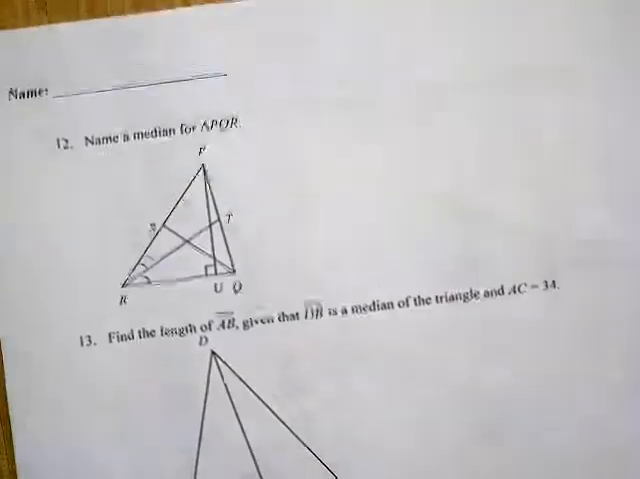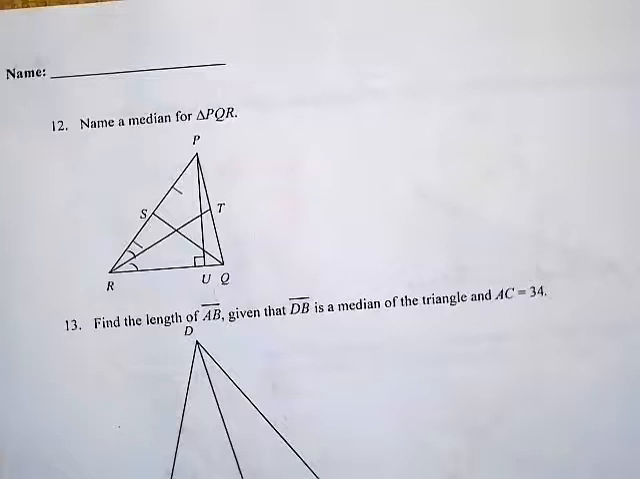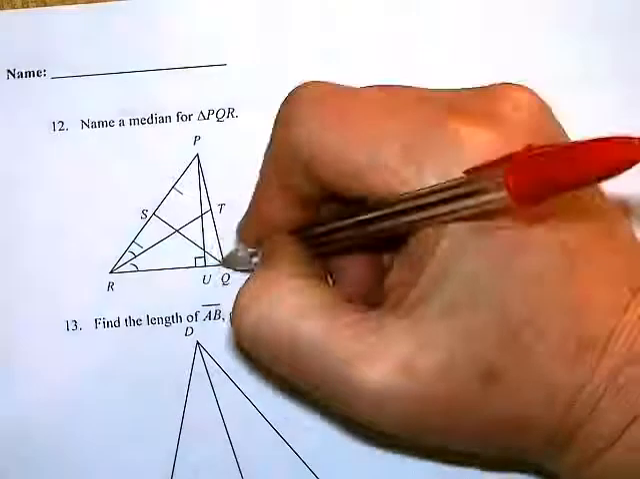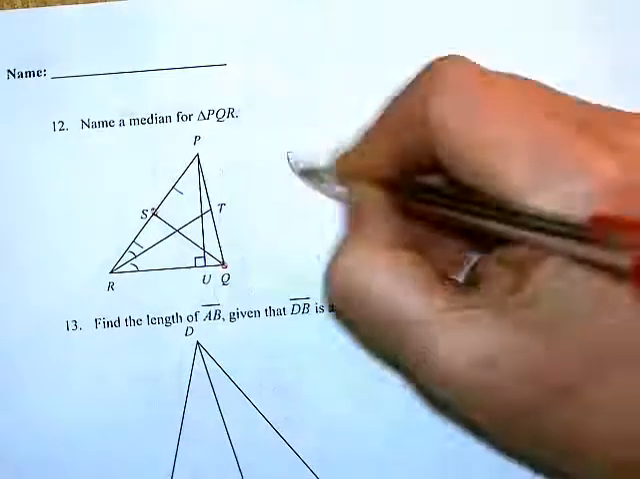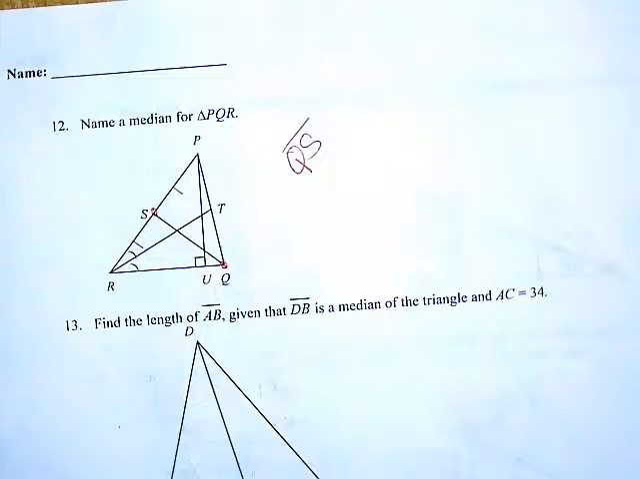Number 12, name the median for triangle PQR. Number 12, the median is QS. The median is QS. It has to hit at the midpoint. It has to come from a vertex.